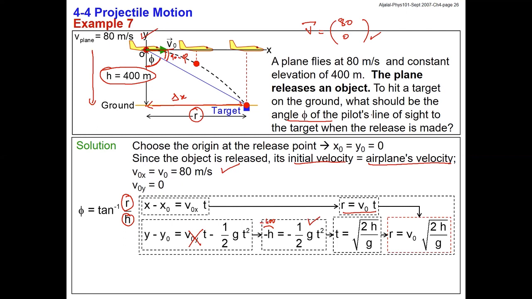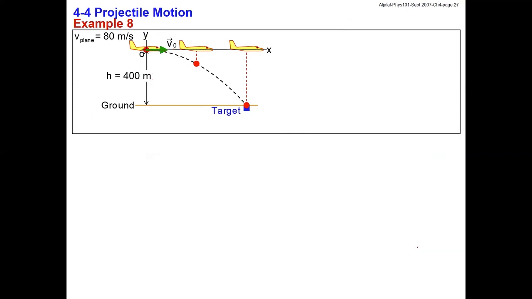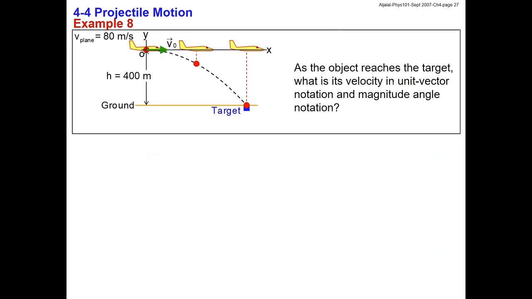Now let me plug it in for the range. Not the range, it's not a range. I just call it r, but it's not a range. I plug it here and I get my r, which is equal to this. So now I know my r, I know my h. I just use the tan inverse of r divided by h, and you will get an angle of 61 degrees. Okay. Clear? Now let me go to the next one. As the object reaches the target, what is the velocity in unit vector notation and in magnitude angle notation?